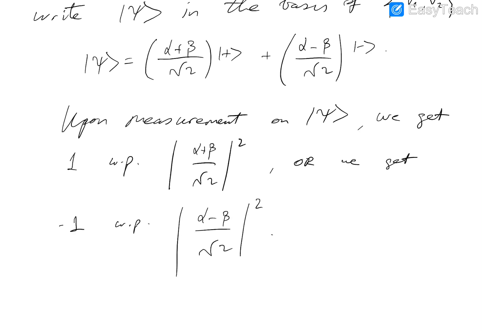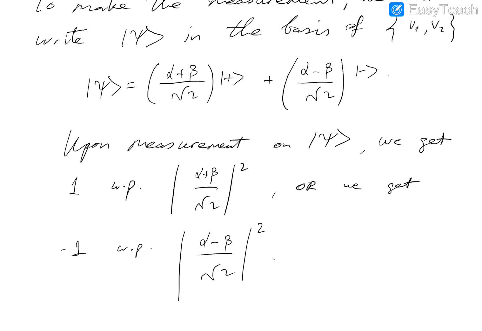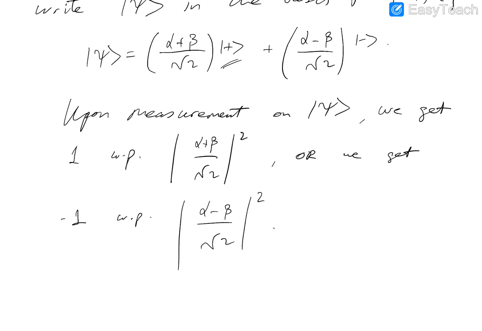And so in the case that if we get 1, the new state of the system will be the corresponding eigenvector, which is ket plus. But if we get minus 1 as the outcome of the measurement, then the corresponding eigenvector will be ket minus, and this will be the new state. Okay? So this is how measurement works in quantum computation.